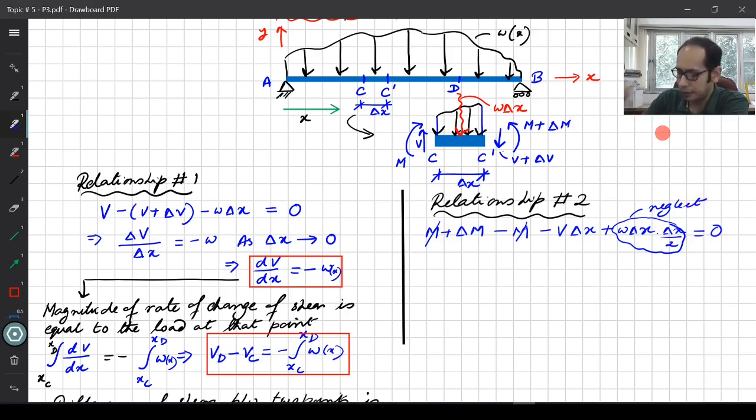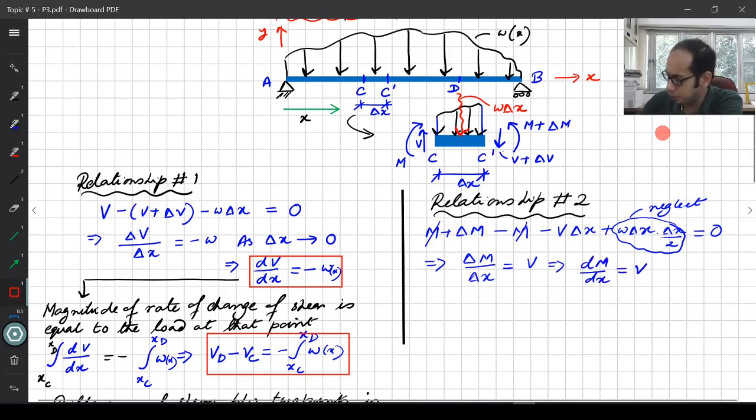Now after a little bit of rearranging, what we get is delta M divided by delta x equals V. Again, as we did before, in the limiting case when delta x tends to 0, that gives you dM/dx equals V. This is another very important relation. So you see the slope of the bending moment diagram is equal to the shear. Now if you take the integral again, say between 2 points C and D, what do I get? MD minus MC.